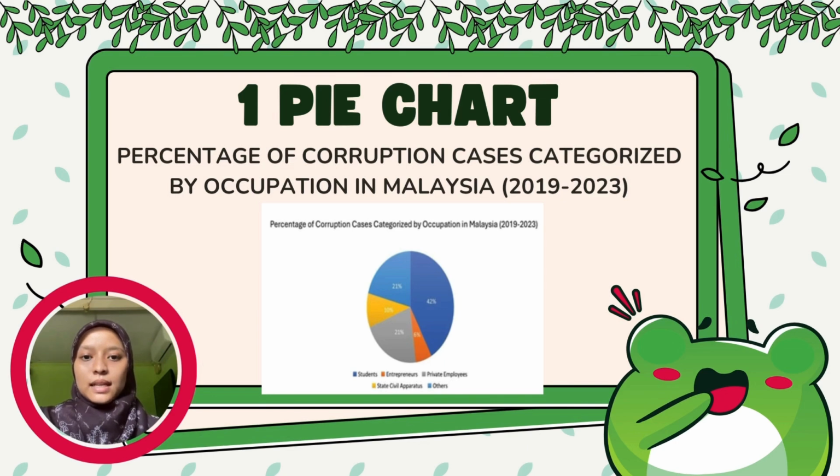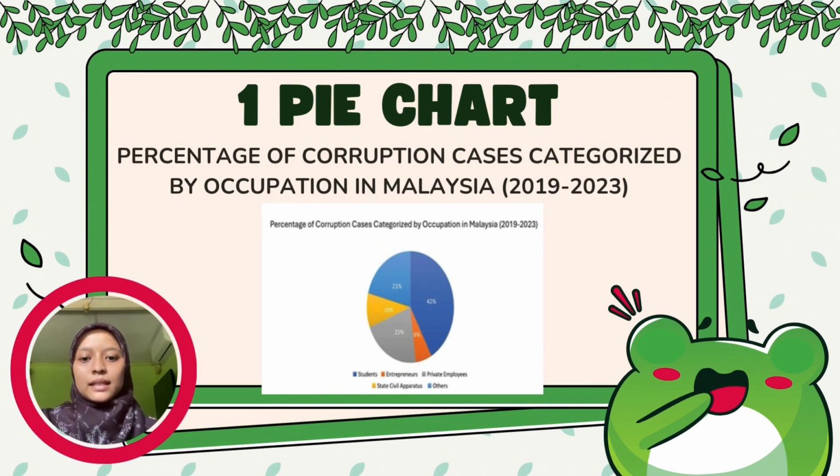The third is the state civil apparatus. The civil servants made up 10% of the total cases, highlighting persistent integrity issues within government institutions. This figure, while lower than that of students or private employees, still pointed to ongoing challenges in enforcing ethical standards among those entrusted with public responsibilities.